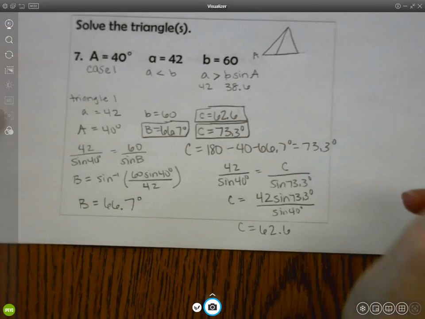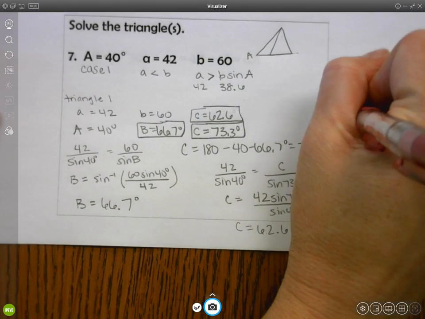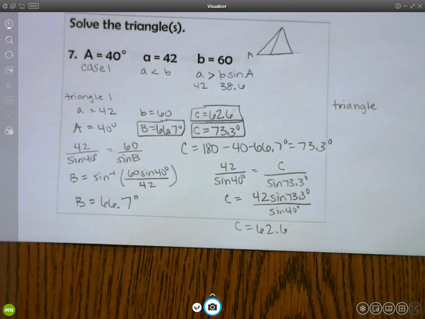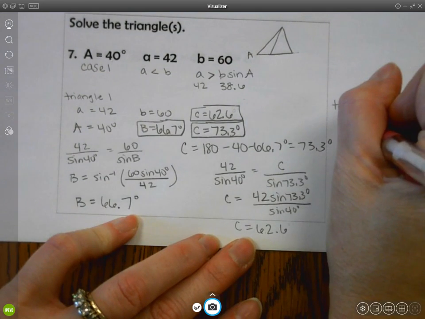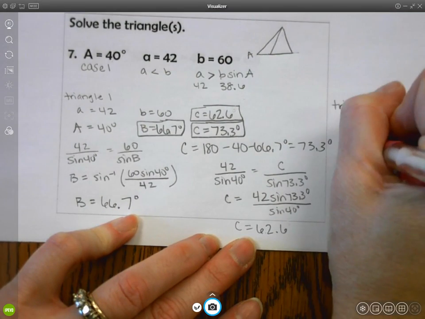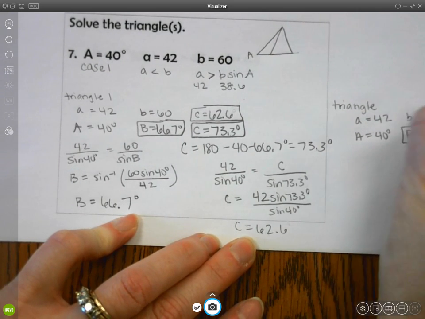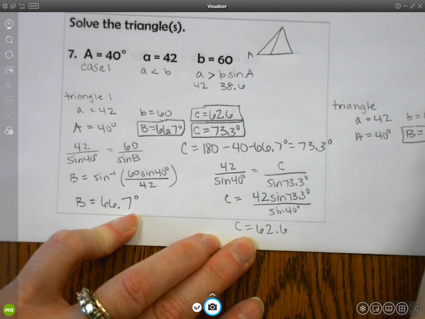All right, so triangle 2. For triangle 2, we know the same information. We know that side A is 42. We know that angle A is 40. We know that side B is 60. We're going to have to figure out angle B, side C, and angle C.